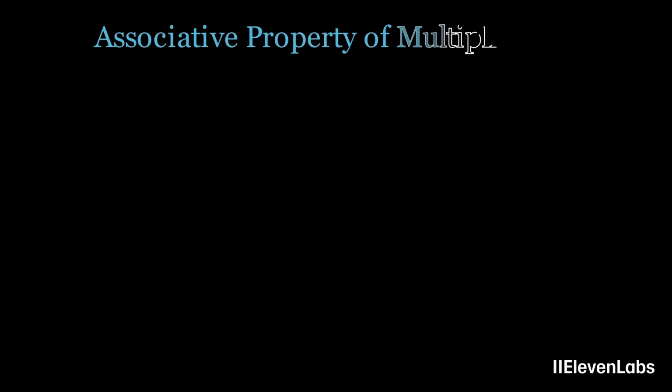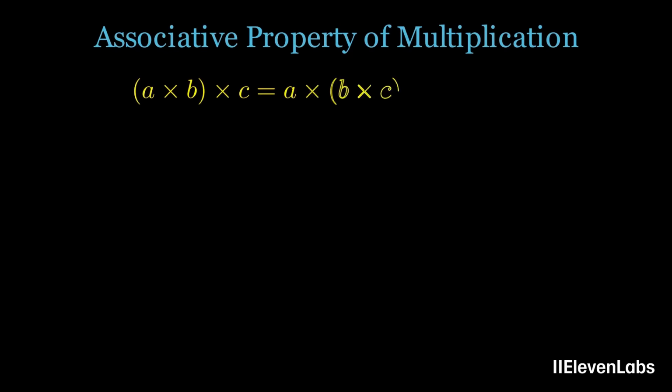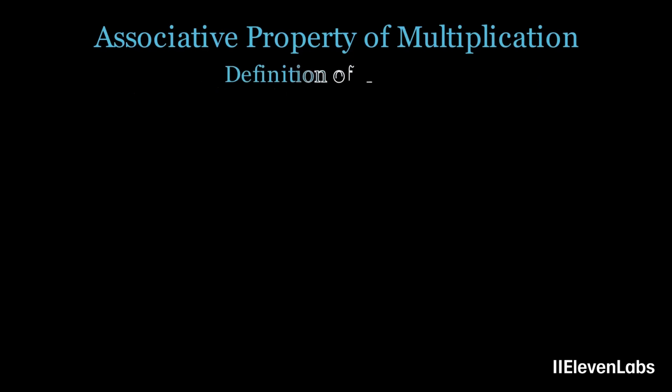Proof of the associative property of multiplication. It says, (a times b) times c equals a times (b times c) for all natural numbers a, b, and c. First, let us recall the definition of addition.